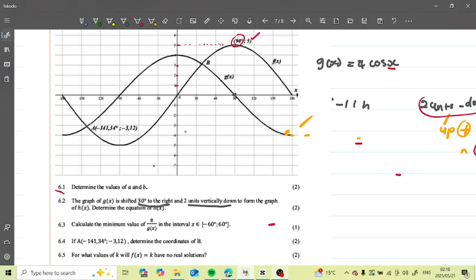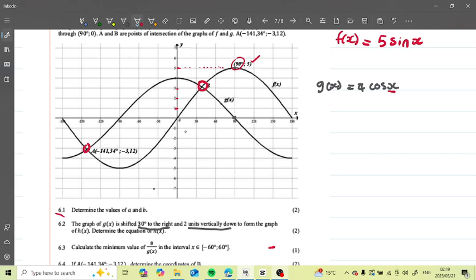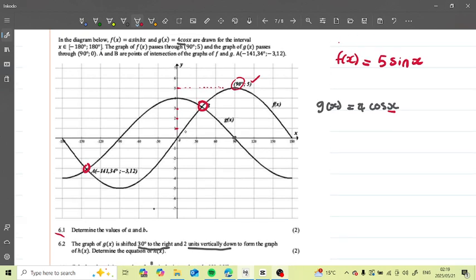Now, let us look at the 6.4 question that we're given. If A is given as a point of intersection, we need to determine the coordinates of B. Now, let me highlight point B on the graph. So this is my point B, which is my point of intersection. This is a point whereby the two graphs meet. A is also my other point of intersection. They want me to determine the coordinates at B. Now, how would I go about doing that? Because this is a point whereby these two graphs meet.